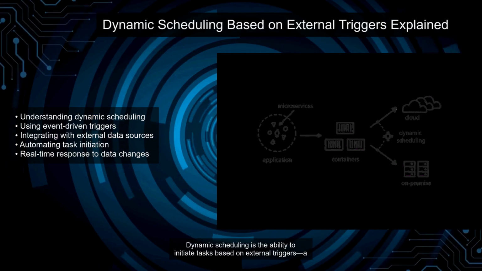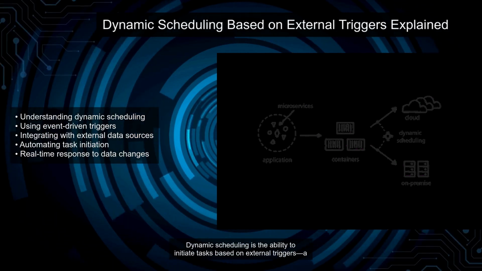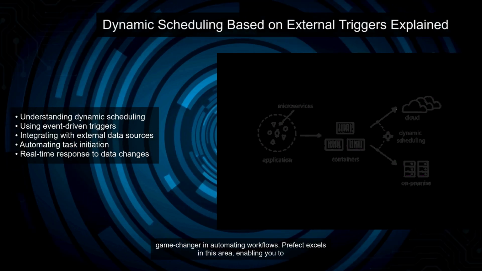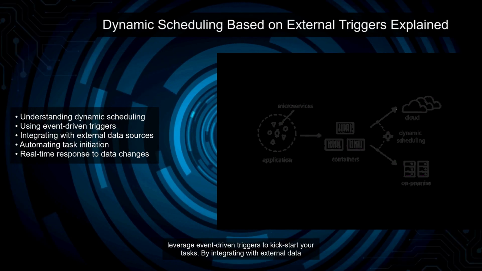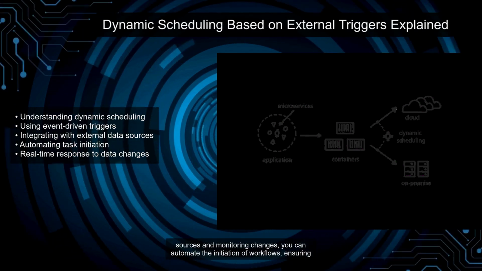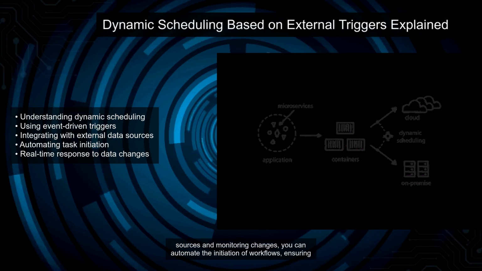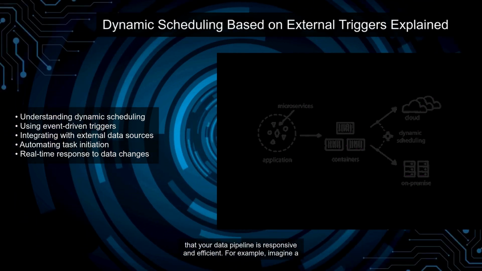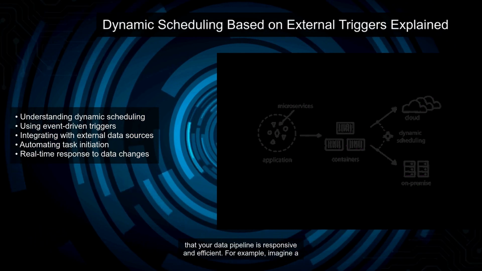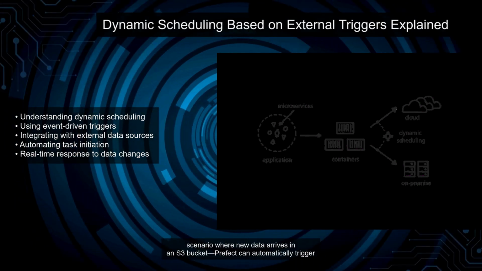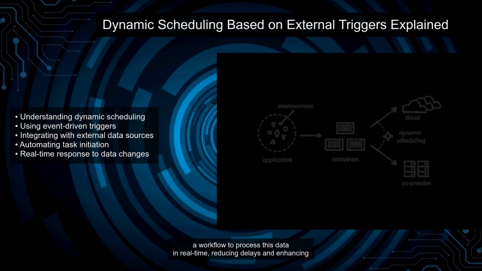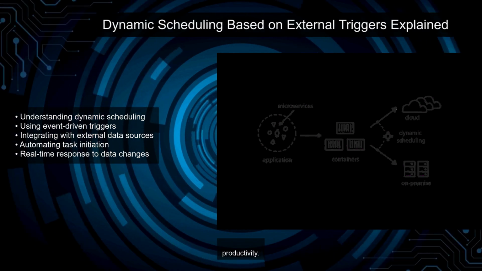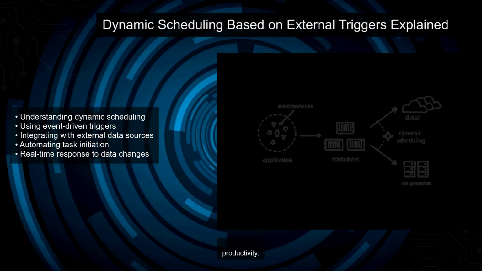Dynamic scheduling is the ability to initiate tasks based on external triggers, a game changer in automating workflows. Prefect excels in this area, enabling you to leverage event-driven triggers to kickstart your tasks. By integrating with external data sources and monitoring changes, you can automate the initiation of workflows, ensuring that your data pipeline is responsive and efficient. For example, imagine a scenario where new data arrives in an S3 bucket. Prefect can automatically trigger a workflow to process this data in real time, reducing delays and enhancing productivity.